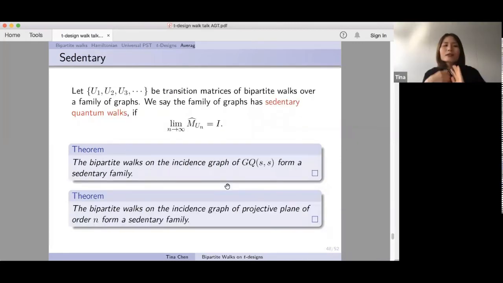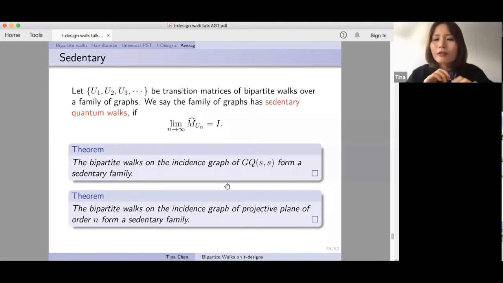One interesting quantum walk that we can see using the average mixing matrix is the sedentary quantum walk. What is a sedentary quantum walk? If we have the transition matrix of the walks over a family of graphs, and we take the limit as n approaches infinity, then the average mixing matrix converges to the identity matrix.